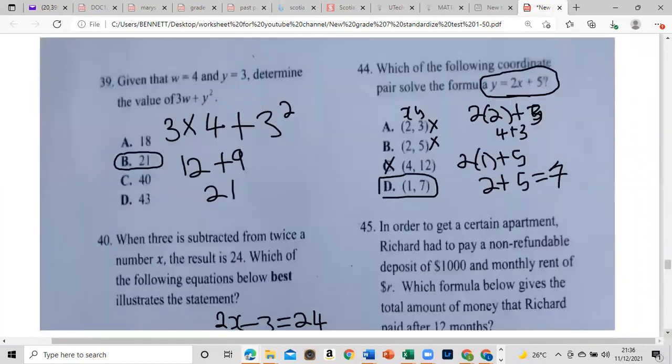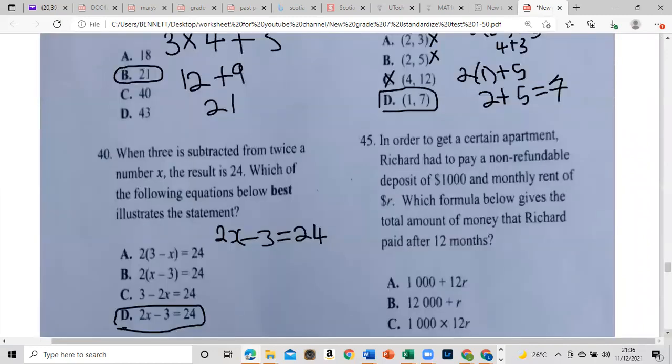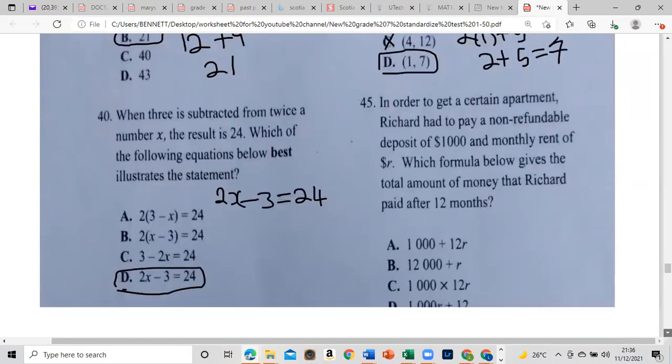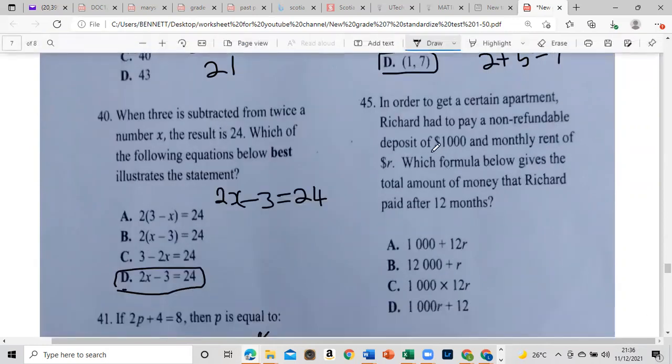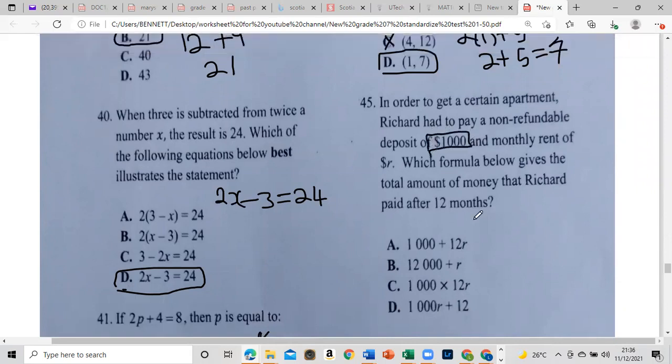In order to get a certain apartment, Richard had to pay a non-refundable deposit of $1,000 and a monthly rent of $R. Which formula below gives the total amount of money that Richard must pay? So the first thing we know is that this 1,000 is flat and it's constant.